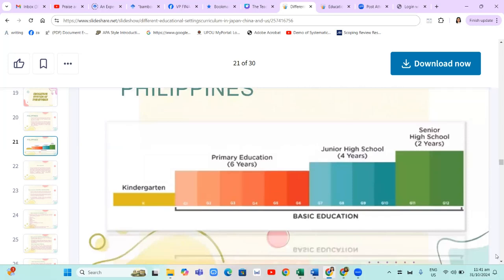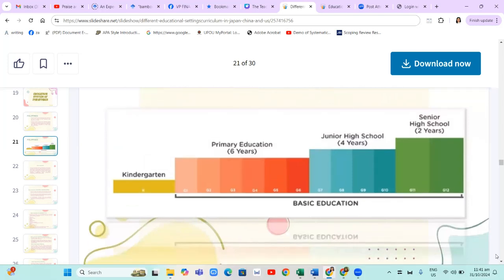Showing an illustration, we have kindergarten, which has 1 year, and the primary education, 6 years, junior high school, 4 years, and senior high school, 2 years.